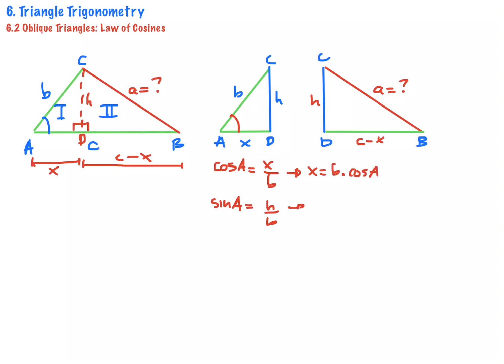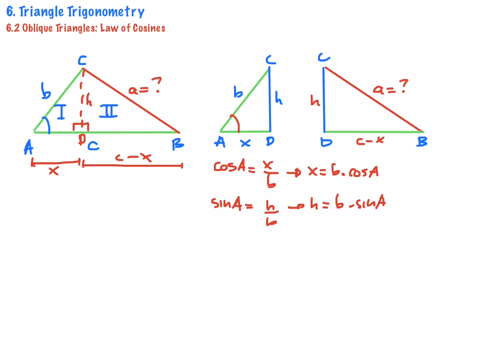Or for sine A, I can write it as H equal to B times sine A. Just multiply B on both sides, and then I'll have B times sine A. Same thing with the X, I'll have B times cos A. This is what we can have from the first triangle. The second triangle, and I'll put it over here.